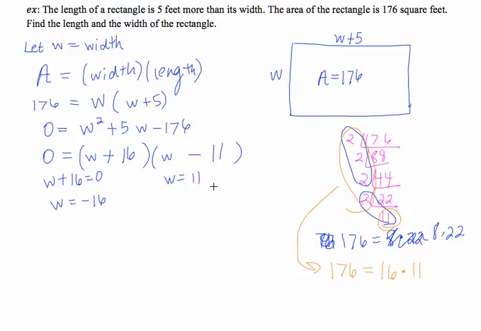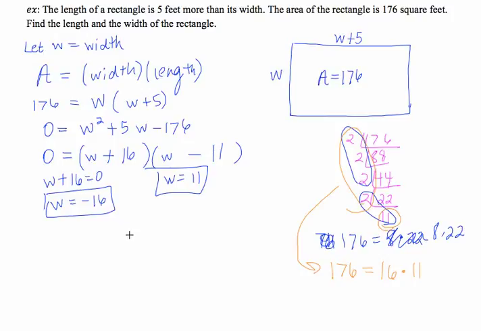You can jump straight from here to here if you don't want to write out that step that says W minus 11 equals 0. If it's more complicated looking, I recommend you write this step here, setting it equal to 0. But for one this easy, you can just jump straight to that.